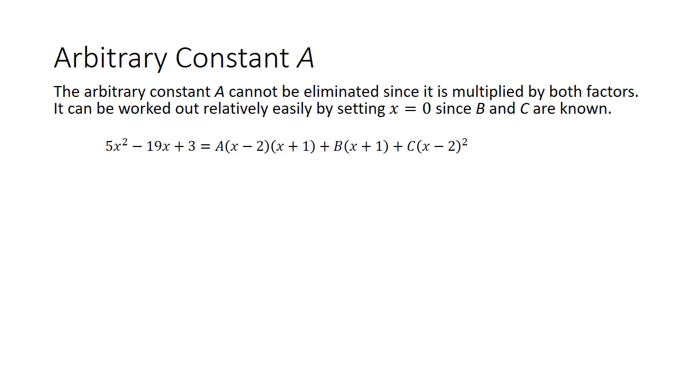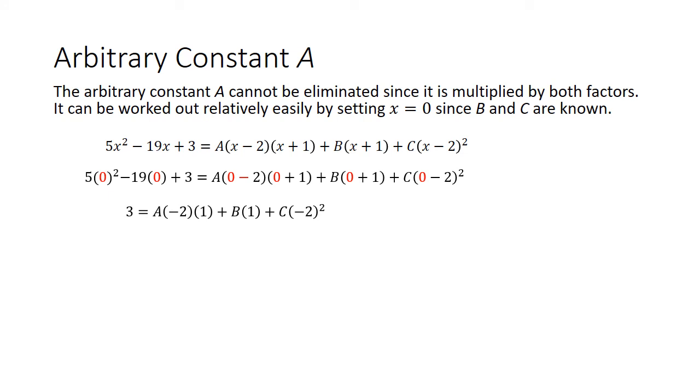To work out the arbitrary constant a, as I said before, you can't eliminate it since it's multiplied by both factors, but it can now be worked out relatively easily by setting x equal to 0, since b and c are already known. So we have our formula here, and if we plug in x equal to 0, the evaluation of the left-hand side becomes very easy because the x squared term will disappear and the 19x term will disappear. You can see it's shown in red here everywhere where we put in x equal to 0. And then if we evaluate it here, we have 3 on the left-hand side.